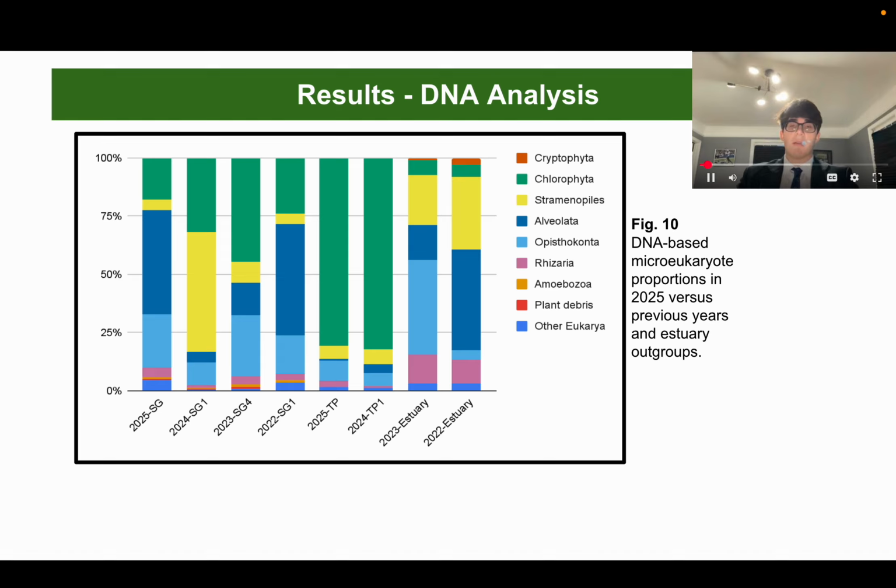Figure 10 is a great way to help visualize these results. As you can see, the big green bar represents green algae, and in TP, the green algae between both years continues to dominate the ecosystem. However, in SG, while this green algae did play a role, the diatoms played a much more expansive role. As you can see in 2024, that yellow bar, which represents diatoms, had a very significant portion of the biomass. As you can see, compared to the estuaries, these urban reservoirs are very unique compared to other ecosystems.